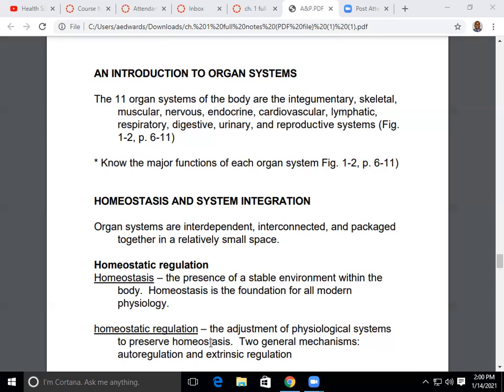But you do need to know the names of the organ systems. You do need to know the functions. And again, we'll do that in lab.